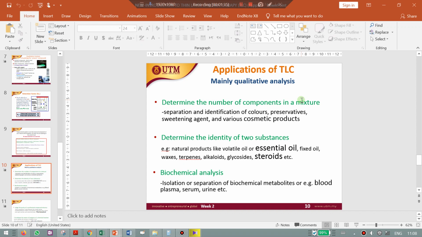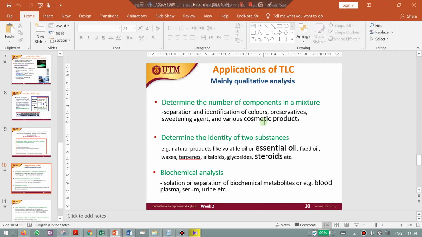For example, maybe from the fake check you see 5 components. Maybe from the pen of the suspect, you get 3 components. So it's not really accurate. So it's not really comparable. That is where we want to see the number of components in a mixture.